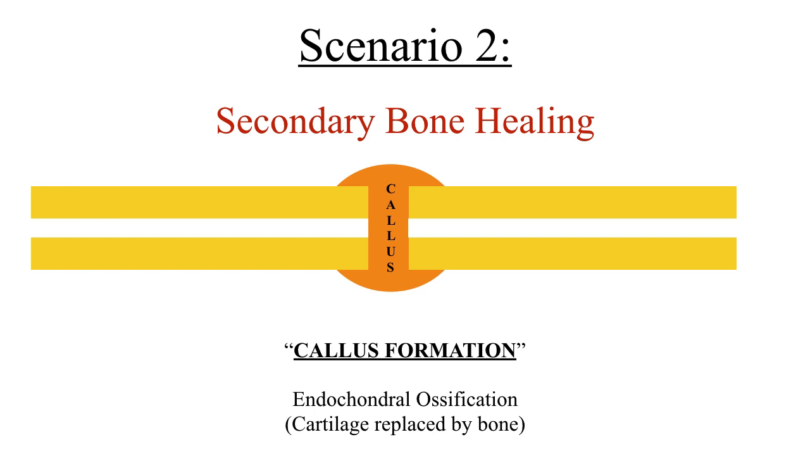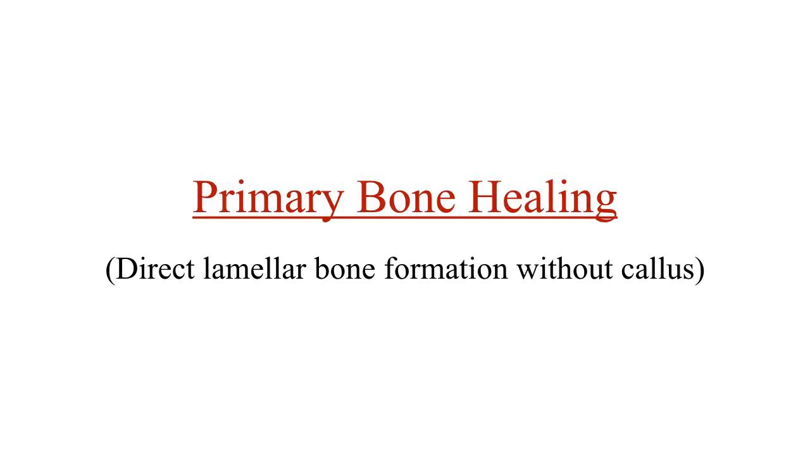So now these are the two main types of bone healing. When there is no movement in the fracture site, it is primary bone healing, and when there is movement in the fracture site, it is secondary bone healing. And in secondary bone healing, there is intermediary callus formation, which later gets converted into bone. Now we'll discuss these two types of healing in detail. Now coming to primary bone healing, which means direct lamellar bone formation without intermediary callus formation.